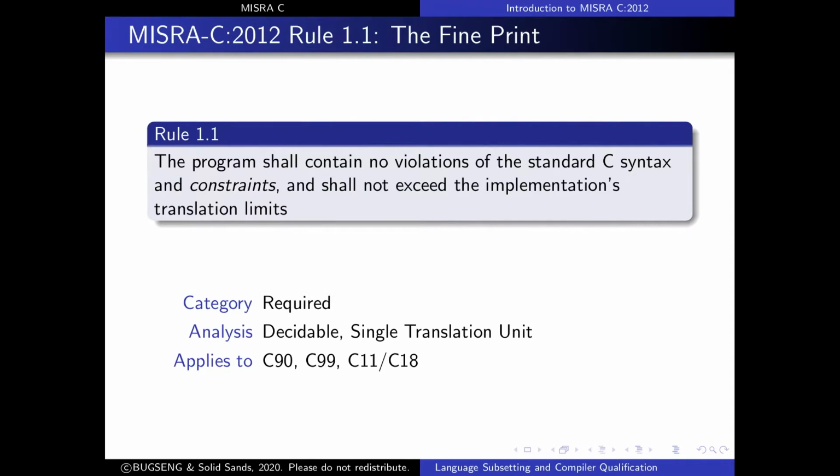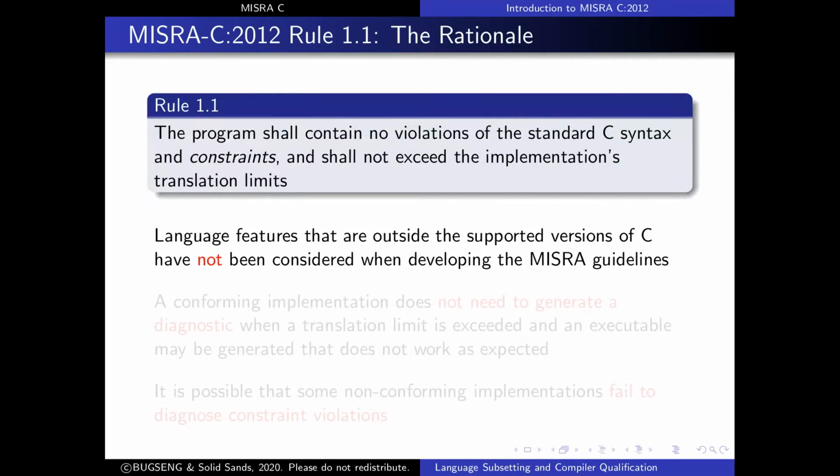So the first one is very important, and it connects to compiler qualification very well. Rule 1.1 of MISRA C 2012 says that the program shall contain no violation of the standard C syntax and constraints, and shall not exceed the implementation translation limit. So the code must be written in the chosen version of C, and it should obey the syntax and the constraints, and moreover, the translation limit should not be exceeded.